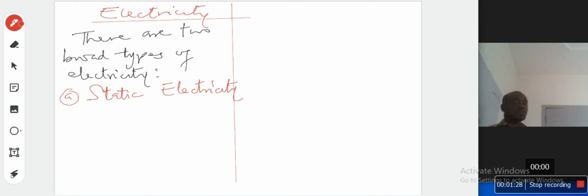What are charges, by the way? Charges are particles with unequal numbers of protons and electrons. Once in a particle, the number of protons is not the same as the number of electrons, we say that it is charged. In chemistry, you say it is an ion.